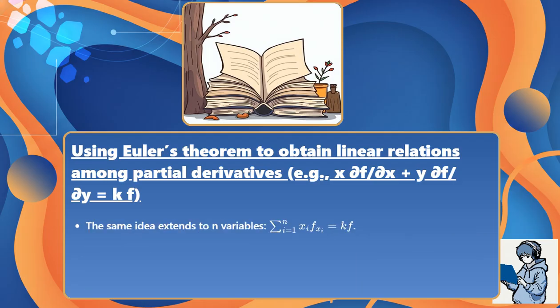The same idea extends to n variables: the sum from i = 1 to n of x_i f_{x_i} = kf.